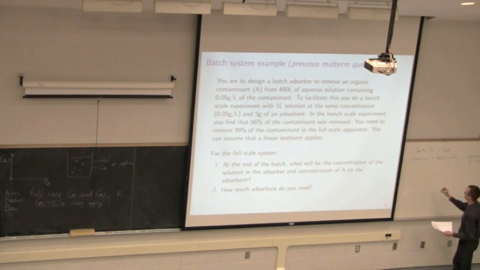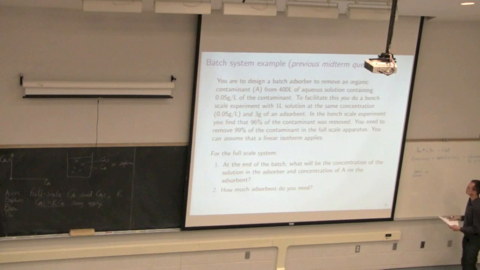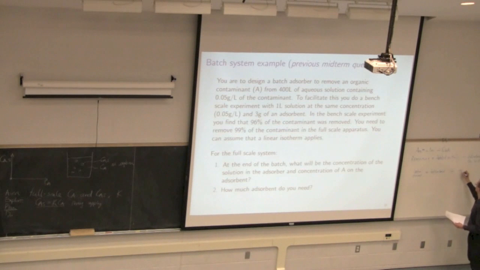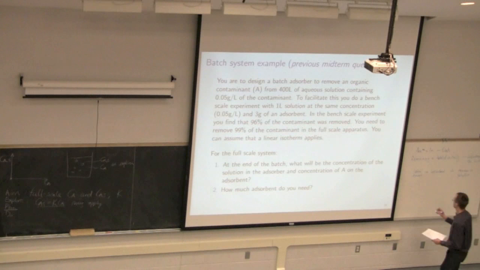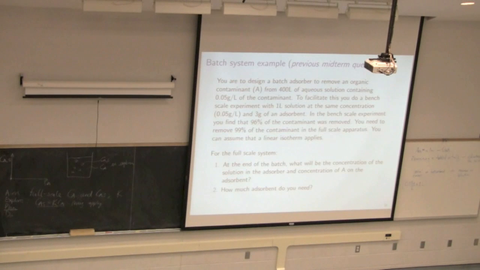Rearrange this equation. What you start off with, the initial amount, is going to get split into two parts. It's going to either be adsorbed or remain in solution. So it's just a simple rearrangement of that mass balance principle. What's the initial amount that we added? It's given up there, 0.05 grams per liter multiplied by 1 liter. So that 0.05 grams needs to get split into two portions. Some of it gets adsorbed, the rest of it remains in solution.